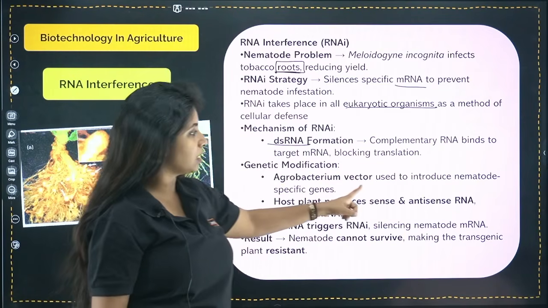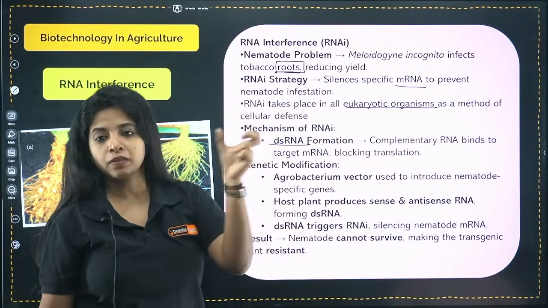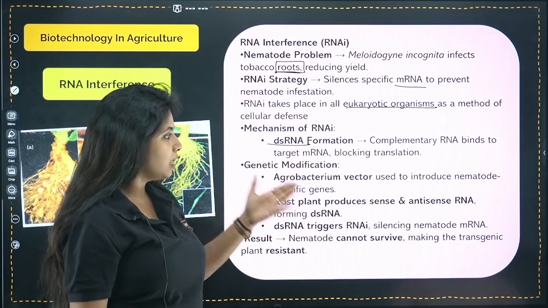Now Agrobacterium vector is used to introduce the nematode-specific genes. So I use an Agrobacterium vector for putting the genes inside the plant.